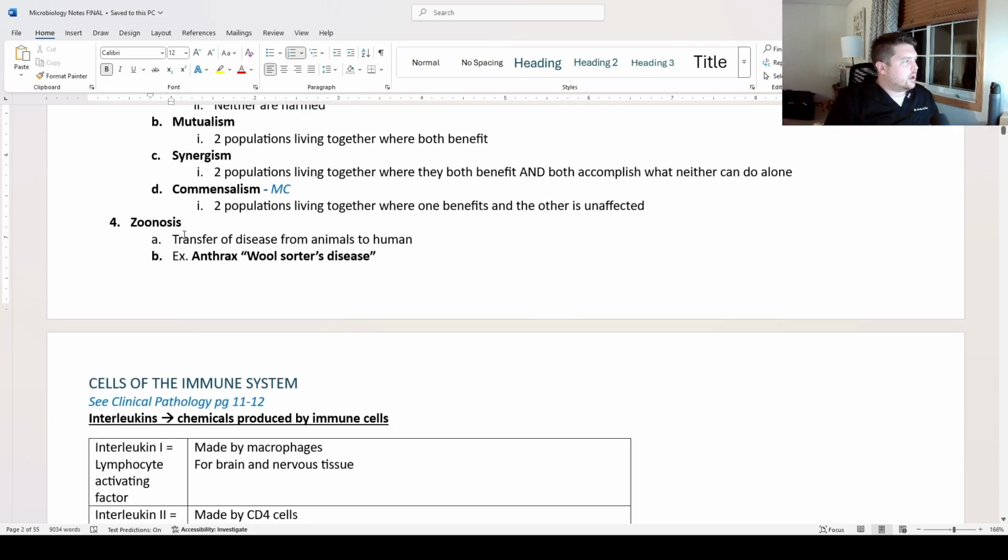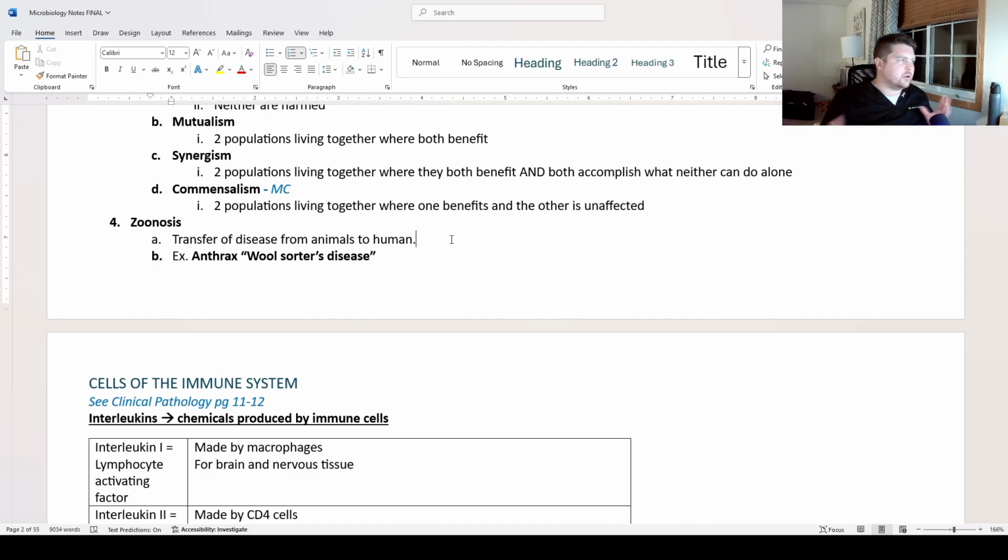Finally, a little more vocab, zoonosis. This is referring to the transfer of disease from animals to humans. This was in the media a lot the past couple of years, especially with the pandemic and COVID, they were trying to figure out where this came from, and there was a lot of speculation that it did come from animals, either bats or a pangolin or something like that, and then the disease transferred to humans.